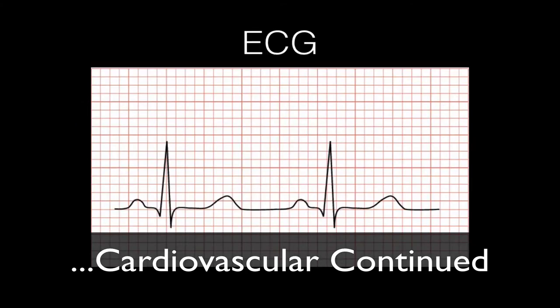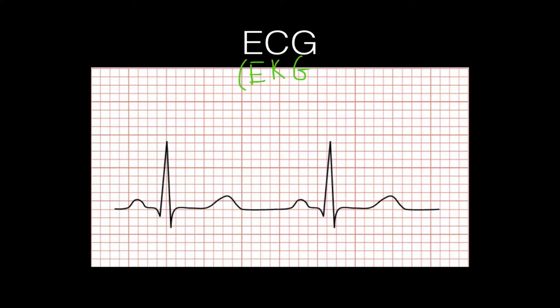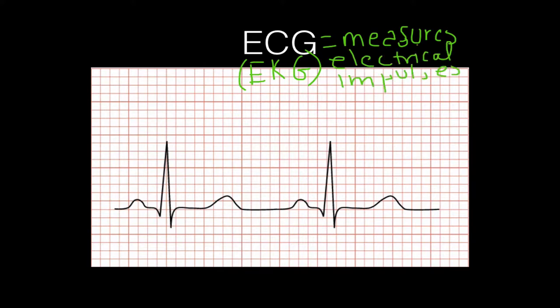ECG or EKG, and EKG is the German version of the word, so ECG and EKG are the same thing. It is an electrocardiogram. It measures the electrical impulse of the heart. And there's a couple of things that we can tell through the ECG. We can tell heartbeat because each one of these waves is going to represent a heartbeat.